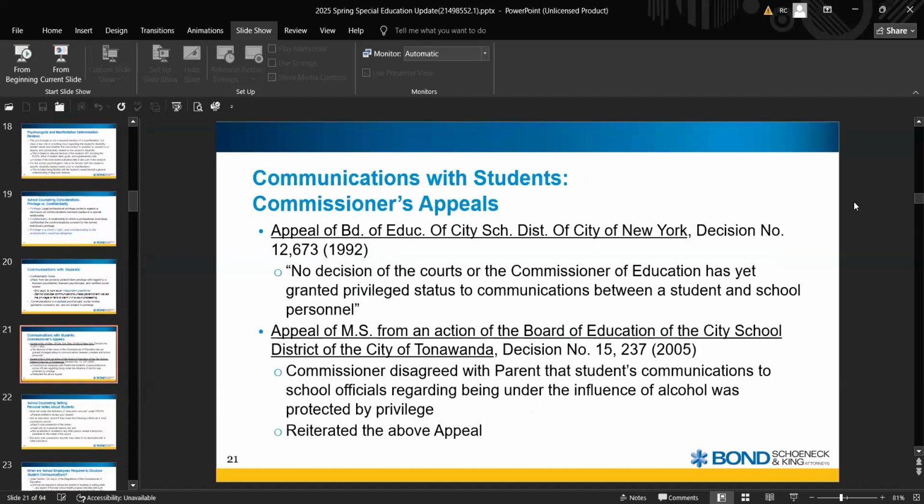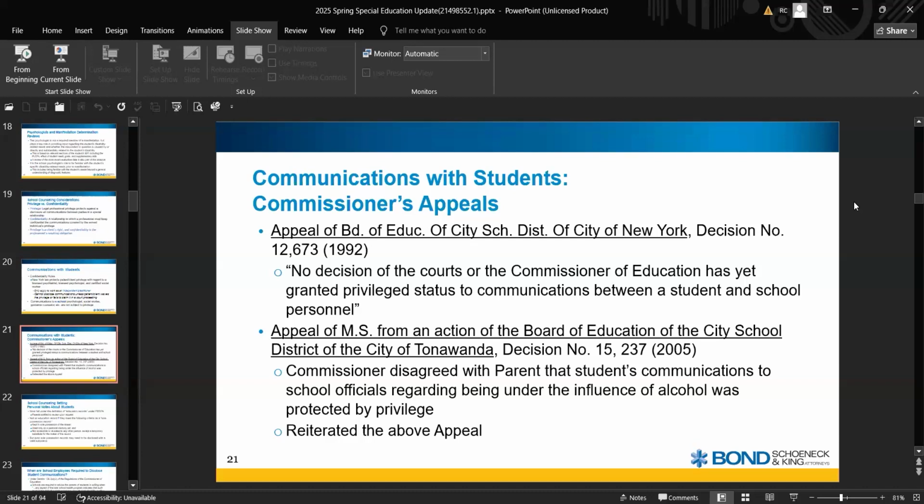And there's been some decisions on this. These are both commissioner's appeals. This first one said no decision of the courts or the commissioner of education has yet granted privileged status to communications between a student and school personnel. And in this other one, a student told their school counselor that they were under the influence of alcohol, and the school counselor reported it, and the student was disciplined for that. And the parent said, well, the counselor wasn't allowed to say that because that was privileged. And the commissioner said, actually, it wasn't.